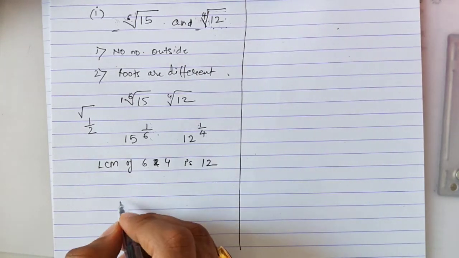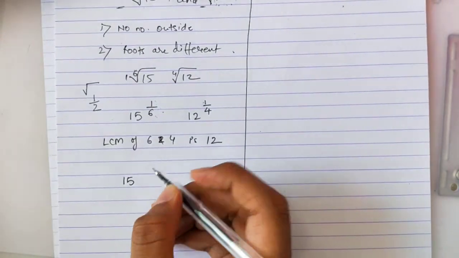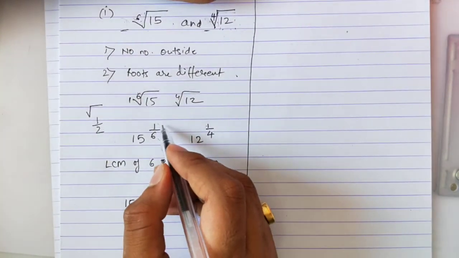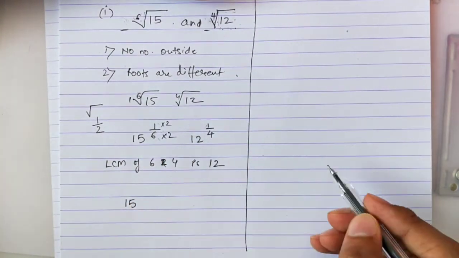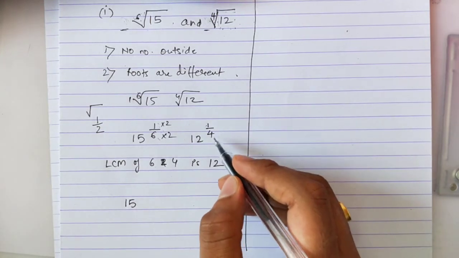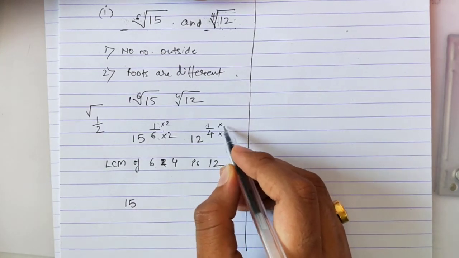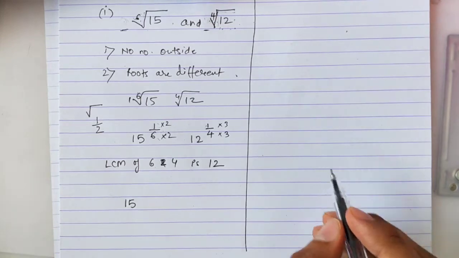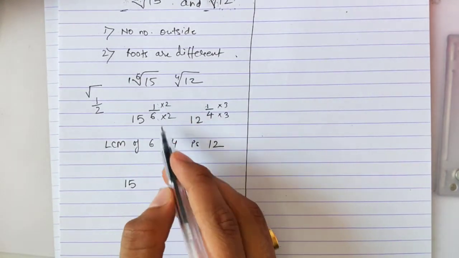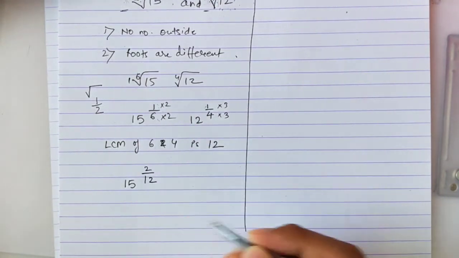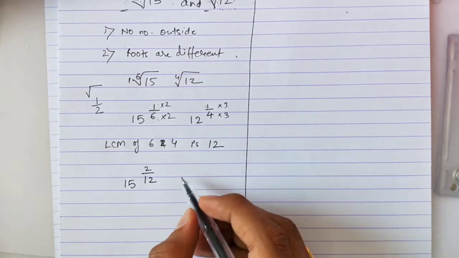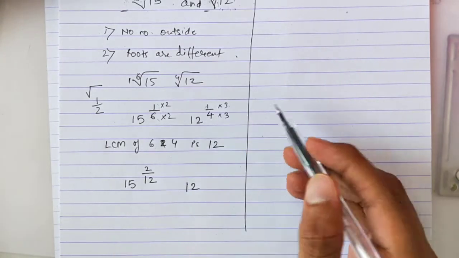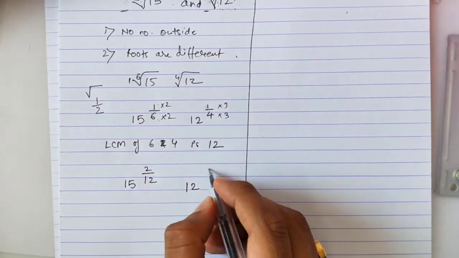Okay, so I'll write it as 15. This 6, to make it 12, I'll multiply it with 2, the numerator and denominator. And 1 upon 4, to make it 12, I'll multiply it with 3. Okay, so this can be written as 2 upon 12, and this 1 upon 4 can be written as 3 upon 12.